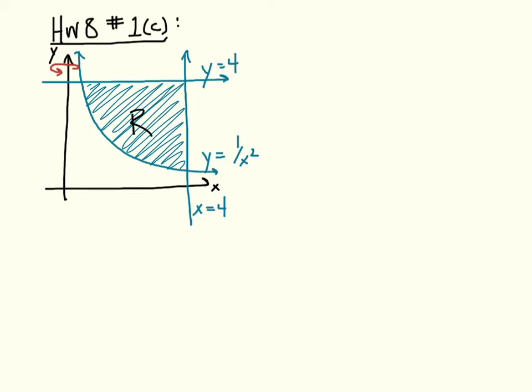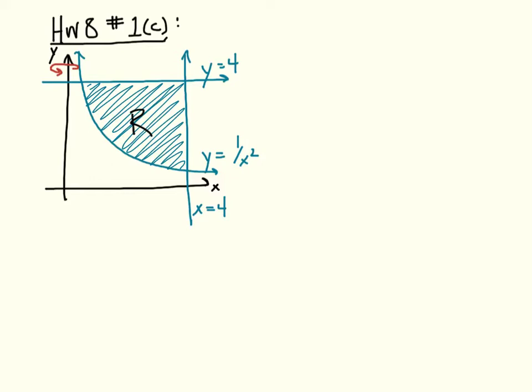We want to take this region R and revolve it about the y-axis and then figure out what the volume of that solid looks like. So we've got a couple of things we need to do before we can really set up the integral that's going to do that for us.